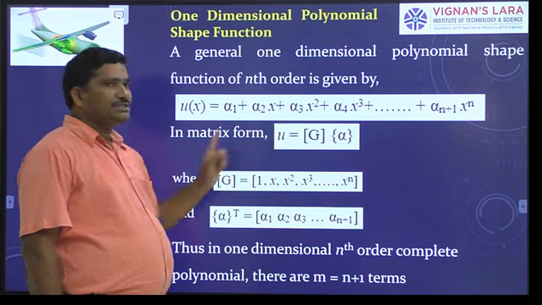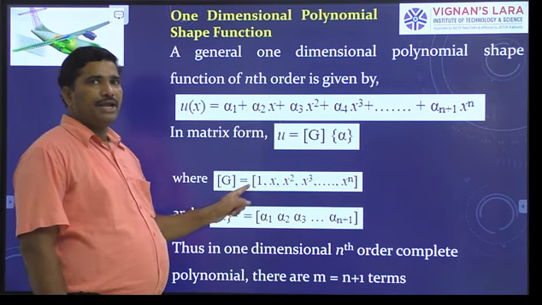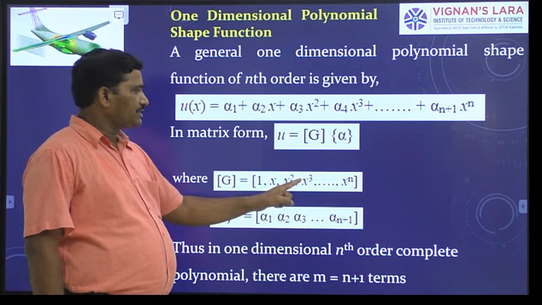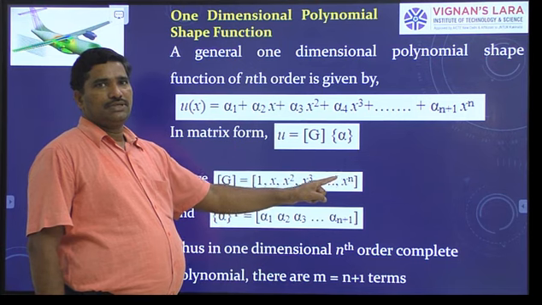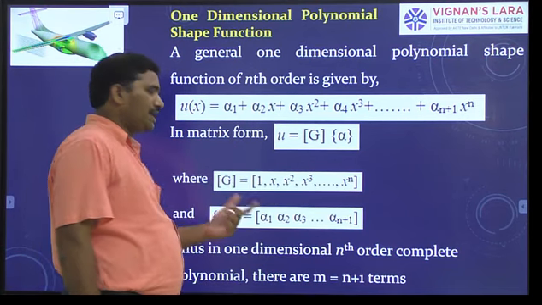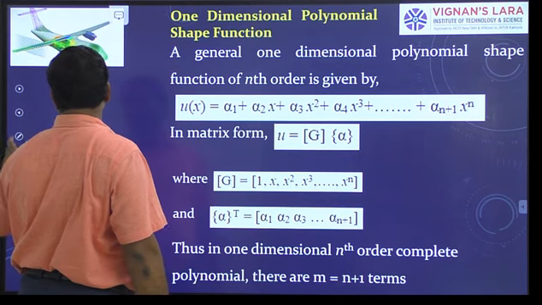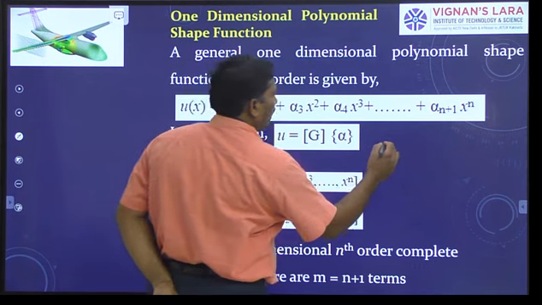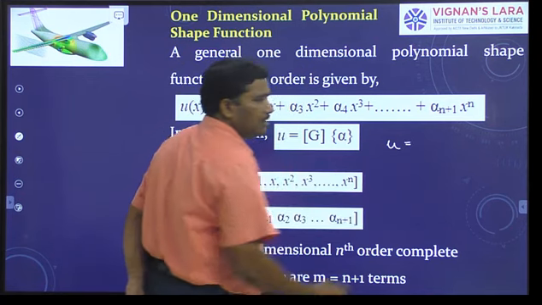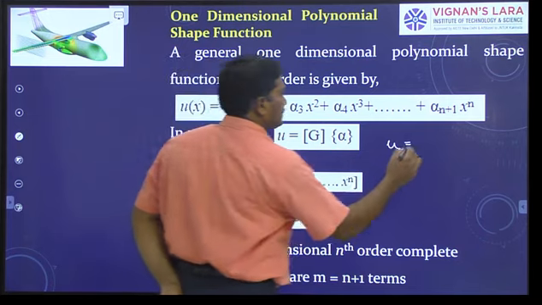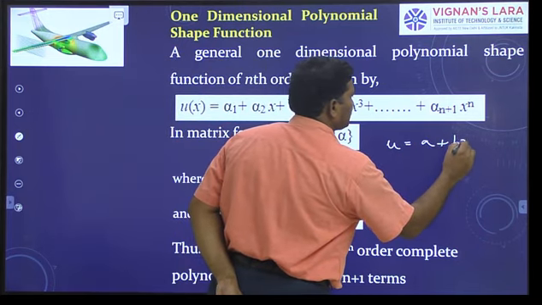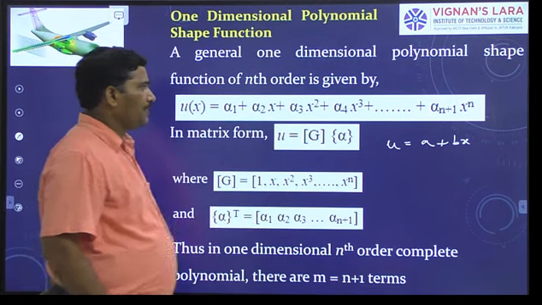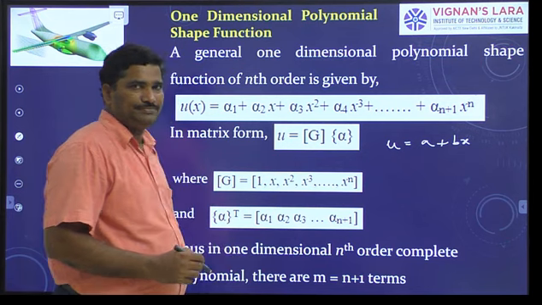Okay? So, what is G? We write G as a row matrix having the elements 1, x, x square, x cube and so on and so forth. It ends with x power n. I tell you an example, thereby you can understand easily. For example, I take a polynomial, say u, as say a plus bx. It is a linear polynomial, right? Now where u is the displacement.